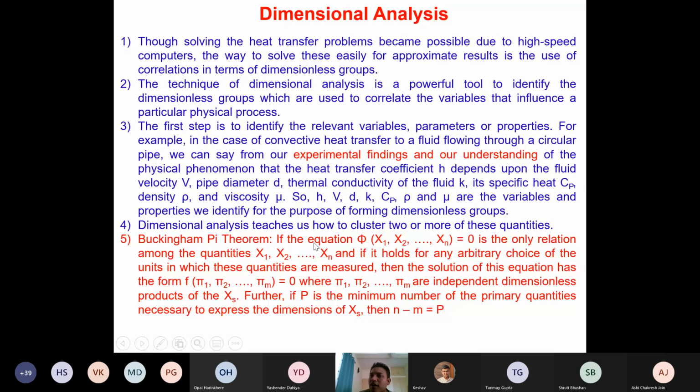So this gives us the information that how these different parameters can be combined together to form some dimensionless groups, and then the correlations can be formulated in terms of the dimensionless groups.